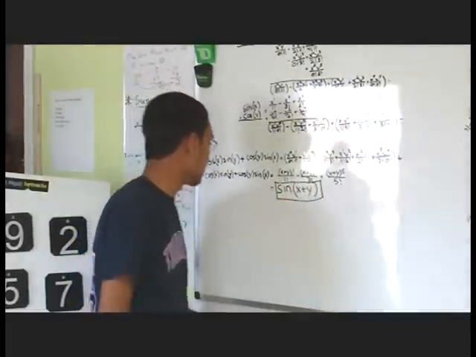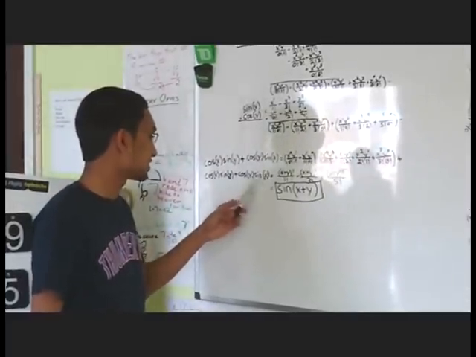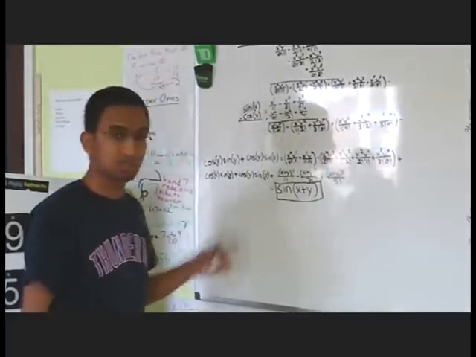sine of x plus y, and thus we can say that cosine of x sine of y plus cosine of y sine of x is equivalent to sine of x plus y.